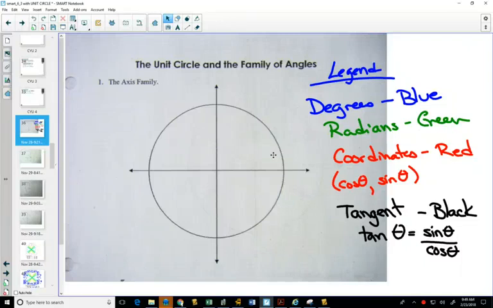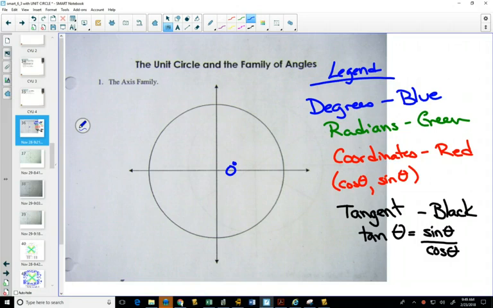So we're going to take all of the information that we know. We're going to use our circle here, and we're going to split it up into different families. The first family we're going to look at is our axes family. And we'll start in degrees and say, I know that this angle here on the x-axis is 0 degrees. And I'm going to try and write my degrees always in the same place.